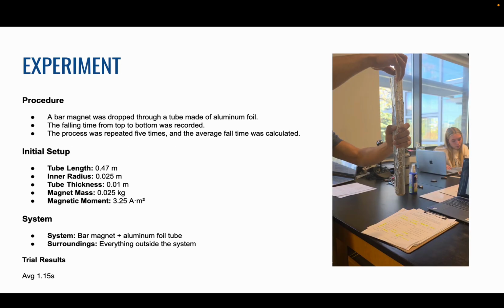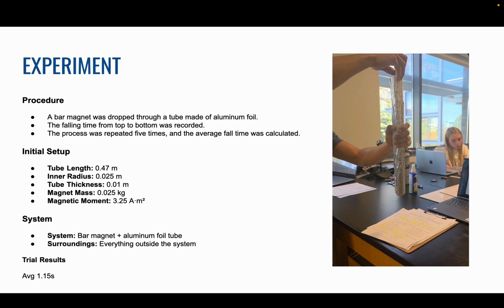The experiment: a bar magnet was dropped through a tube of aluminum foil, and we measured the time it took for it to fall through the entire tube. We repeated this a total of 5 times, and the trial results averaged out to 1.15 seconds.